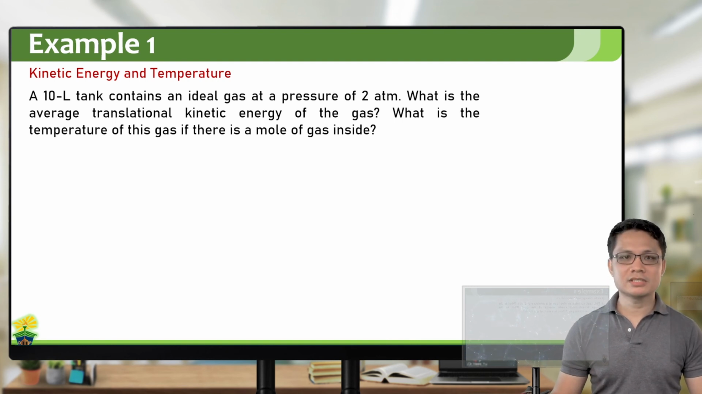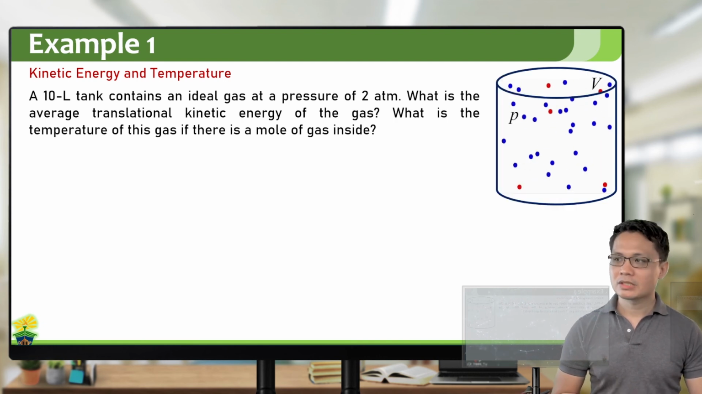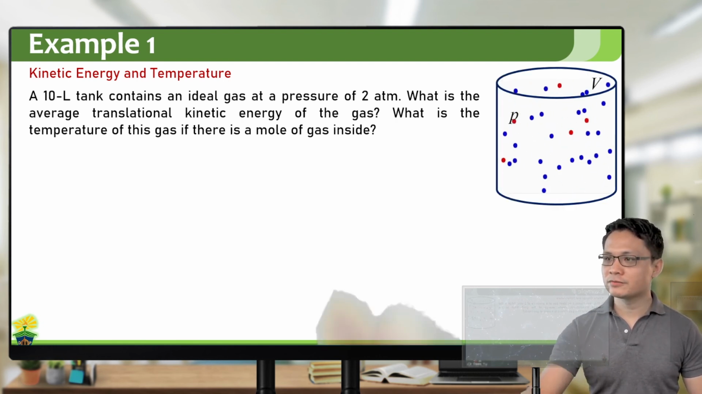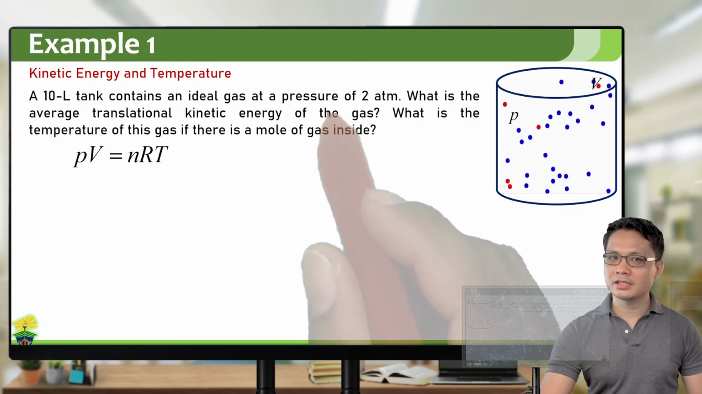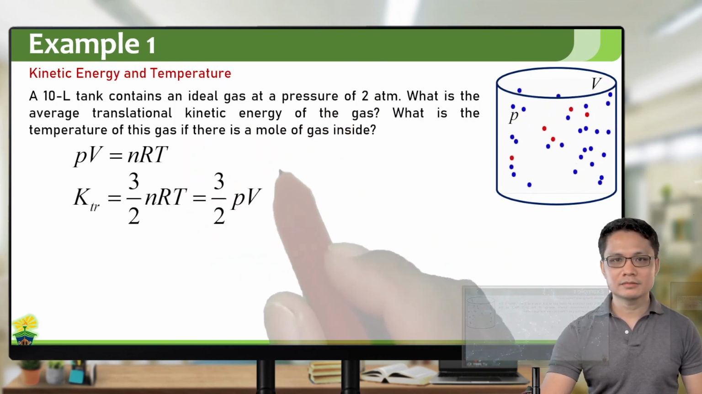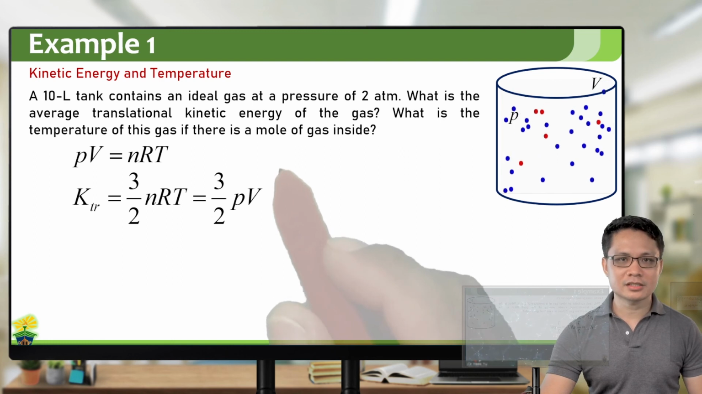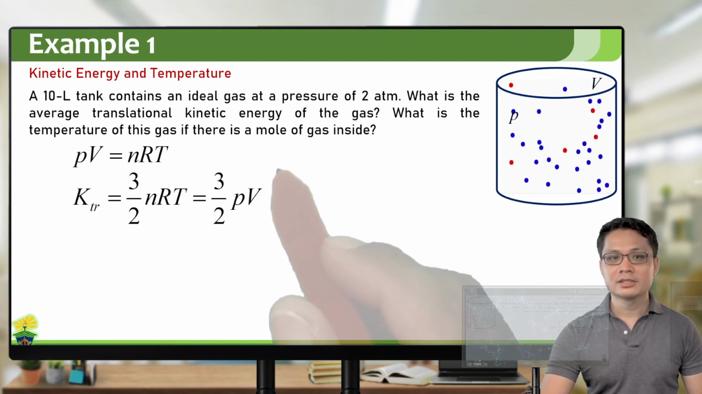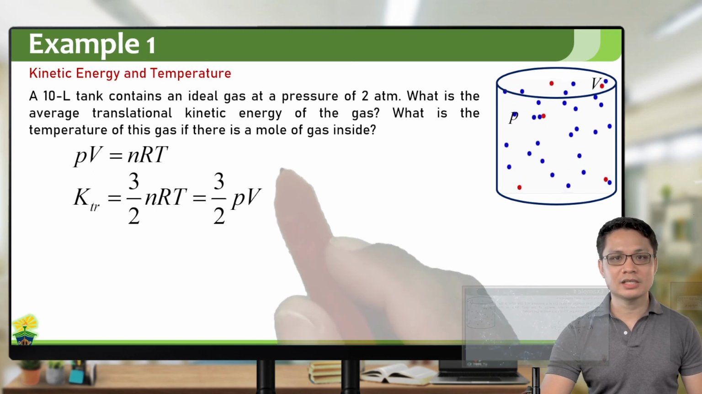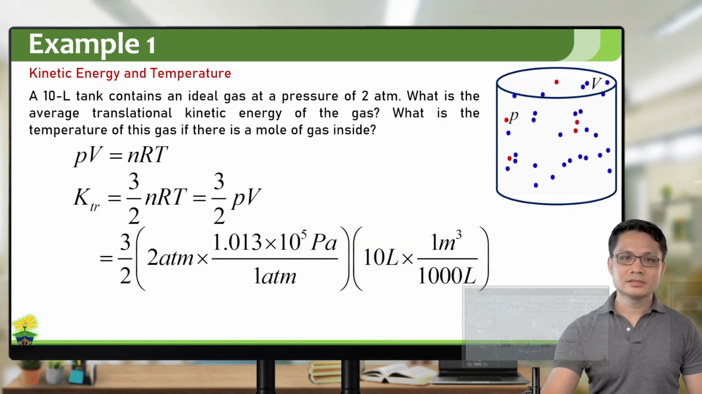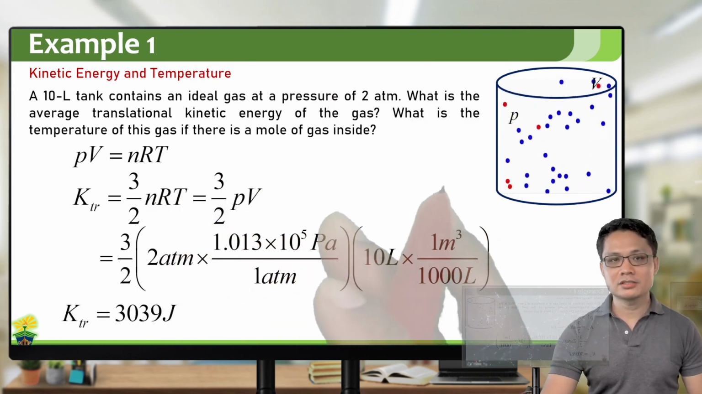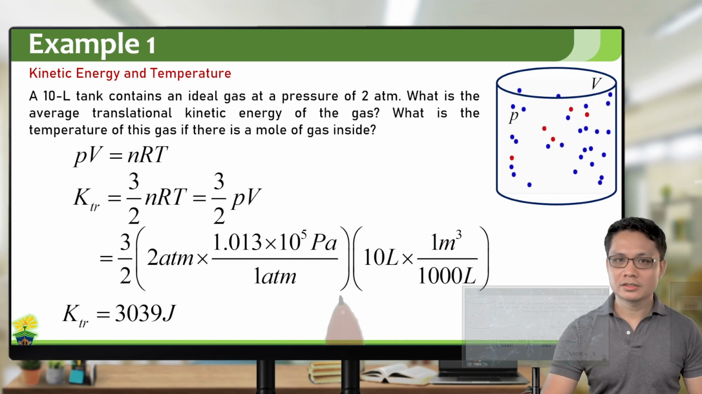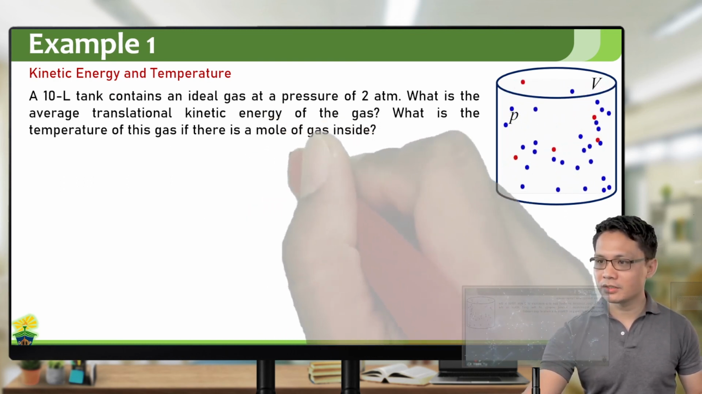What is the temperature of this gas if there is a mole of gas inside? So we have a pressure of 2 atm, and from our ideal gas law, we have PV is equal to nRT. And from our average translational kinetic energy theory, we have 3/2 nRT or 3/2 PV. Then just plugging in values, we have this average translational kinetic energy of 3039 joules.